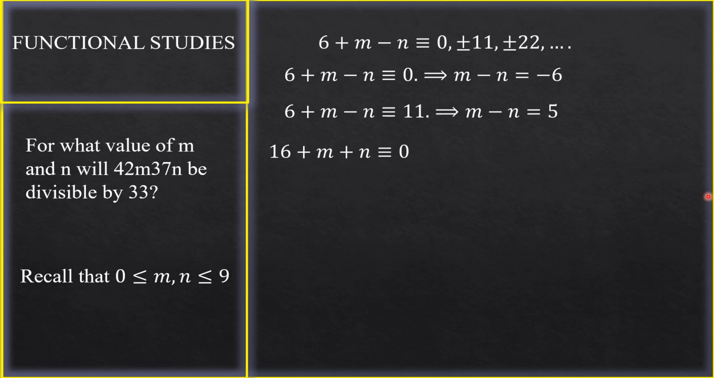So the first case, we have that 16 plus m plus n is congruent to 0 mod 3. This was our equation 1 that we derived above. So we'll consider the first case when m minus n is equal to negative 6.